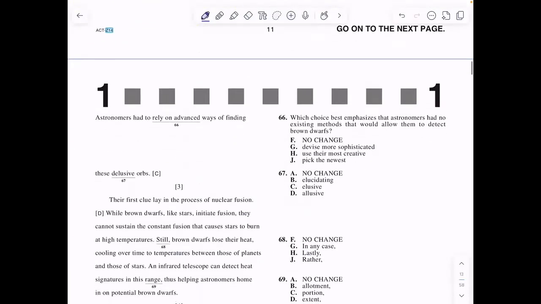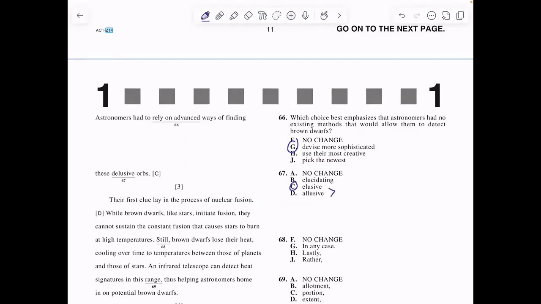66. Astronomers had to rely on advanced ways of finding these delusive orbs. Which choice best emphasizes that astronomers had no existing methods that would allow them to detect brown dwarfs? Probably G. They had to devise more sophisticated. If I'm devising something, I'm creating it. So they had to devise a plan, right? Astronomers had to devise more sophisticated ways. They had to create it. Of finding these, I don't know what the word delusive means. It's going to be C, elusive.